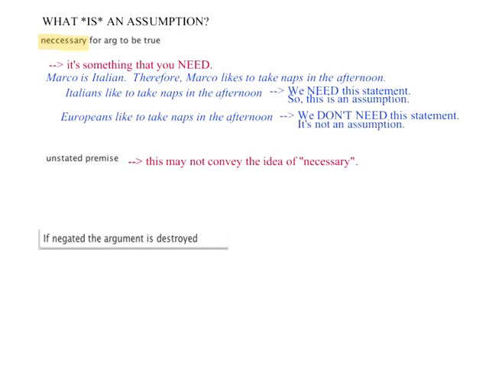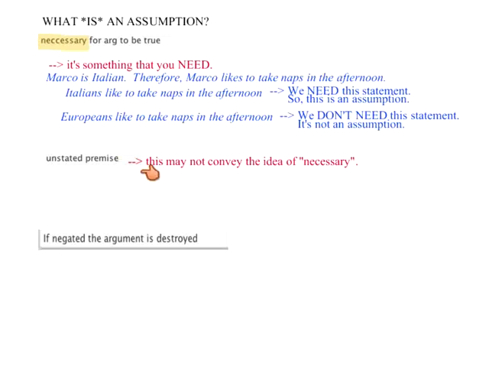So this is my warning that I'm trying to give you about unstated premise, because here's the problem. The second one of these, if you put this into the argument, then it does work. And that's the problem. In other words, if you have Marco as Italian and Europeans like to take naps in the afternoon, then you would know that Marco likes to take naps. On the other hand, that's not the issue. The issue is not if I insert this, then does it help? The issue is, do I need the statement? And those are very different questions.